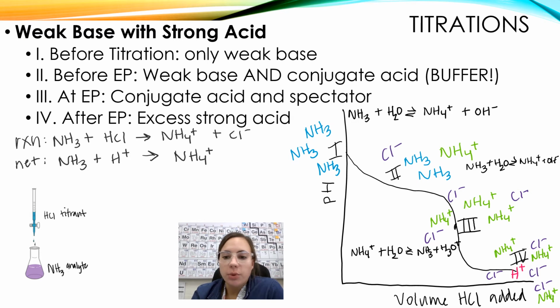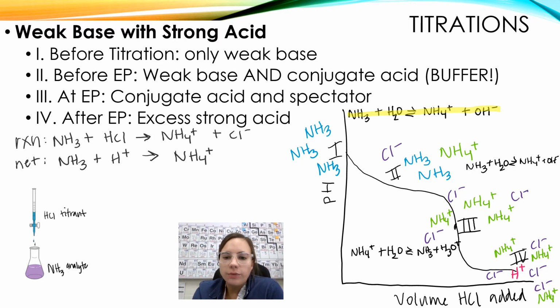So let's look at what's going on. The reaction that's occurring is ammonia plus hydrochloric acid is going to make ammonium and the chloride ion. So we can take that chloride ion out because it's a spectator, and so we're left with ammonia plus hydronium creates ammonium. So before titration, we only have our weak base ammonia, and so this is the equilibrium that's occurring.